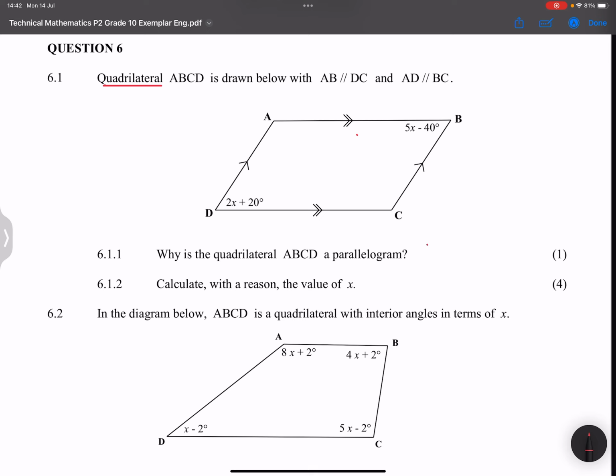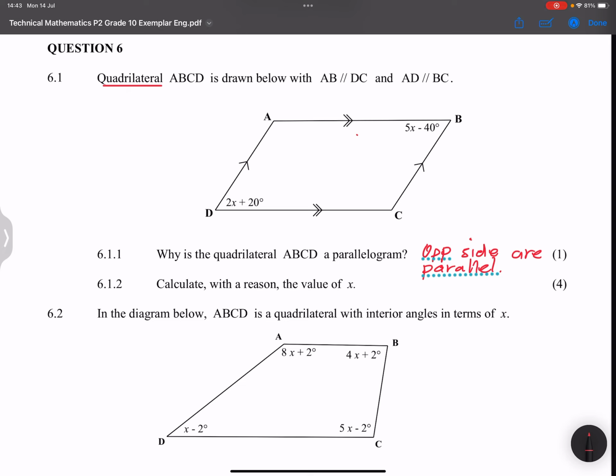Now they're asking us, why is the quadrilateral ABCD a parallelogram? All right, because the opposite sides are parallel. Okay, right, so it has two pairs of opposite sides. So the next question says, calculate with reasons the value of x.